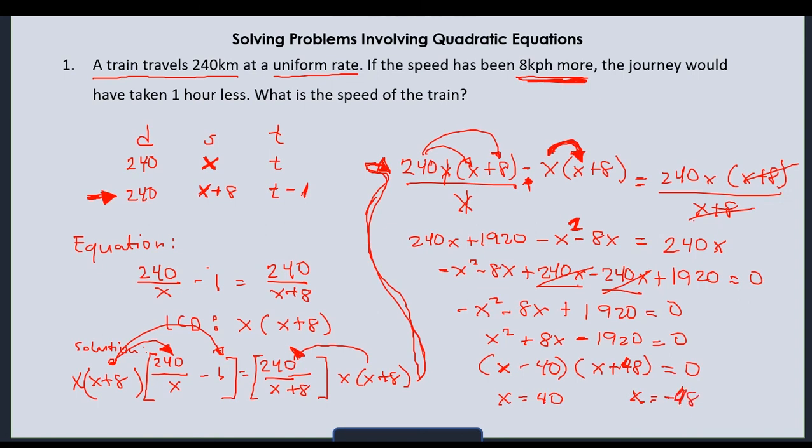Since there is no negative speed, I'll go with x equals 40. So this is my speed of the train. I need to put some unit of measurement, which is kilometers per hour. So 40 kilometers per hour is the speed of the train. Maybe I could write it here, to make a conclusion. Therefore, the speed of the train is 40 kilometers per hour.